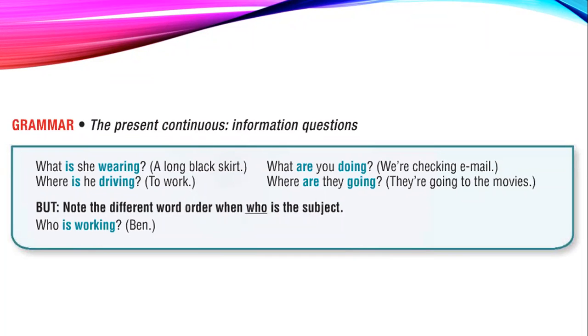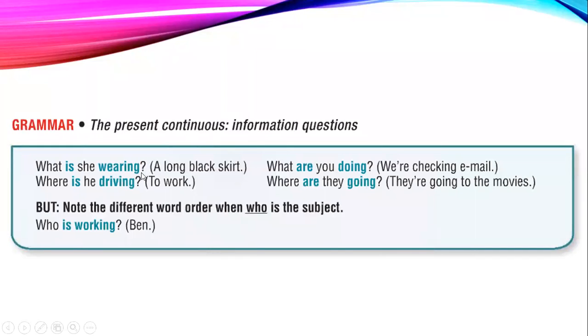Now, please continue. Note the different word order when we use who. Cuando usamos who, cambia el orden, ¿ve? Who is working? Porque le estamos preguntando quién es el que está trabajando, right? En lugar de decir, who is Ben working, no tendría lógica porque estamos dando ya la respuesta. So, who is Ben working? No, es who is working, ¿ok? Aquí cambia un poquito la estructura. But in general is information question word, verb to be, subject, verb, ing.